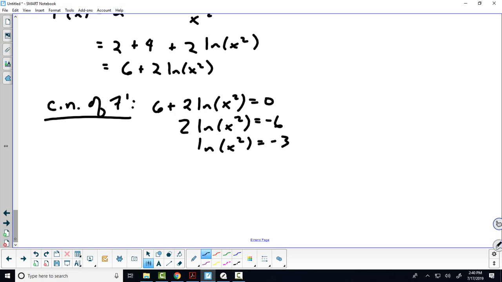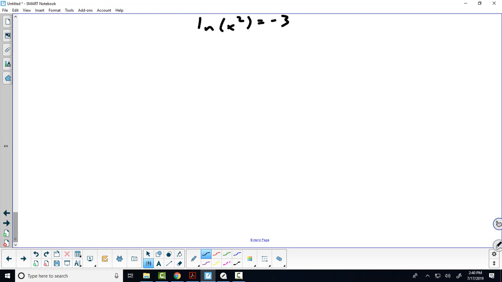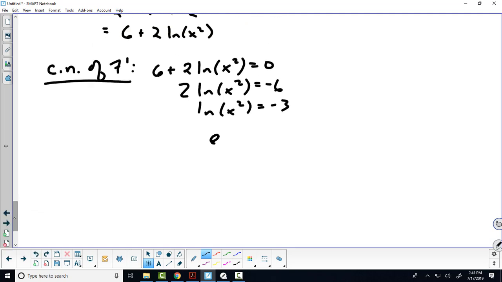I can't solve that in my head, so let's go ahead and rewrite it as its equivalent exponential statement. What's its exponential statement? We would say that e to the -3 is equal to x squared, so x equals plus or minus the square root of 1 over e cubed, applying the square root method. Or what could we do? We could also say that x equals plus or minus 1 over e to the 3/2.